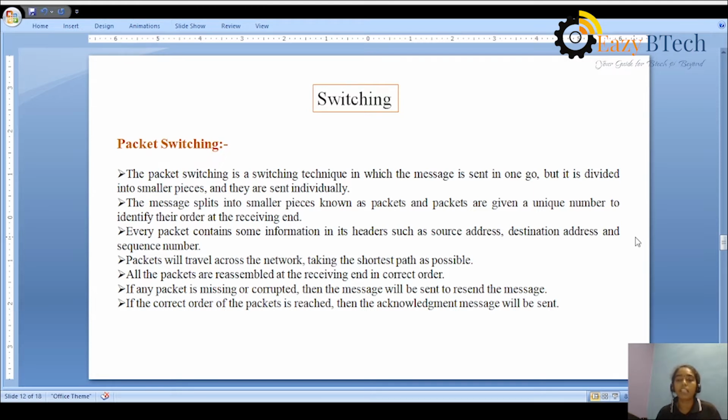Source address, where it comes from. Destination address, where it goes to. Sequence number, so as not to miss the order of the packets.